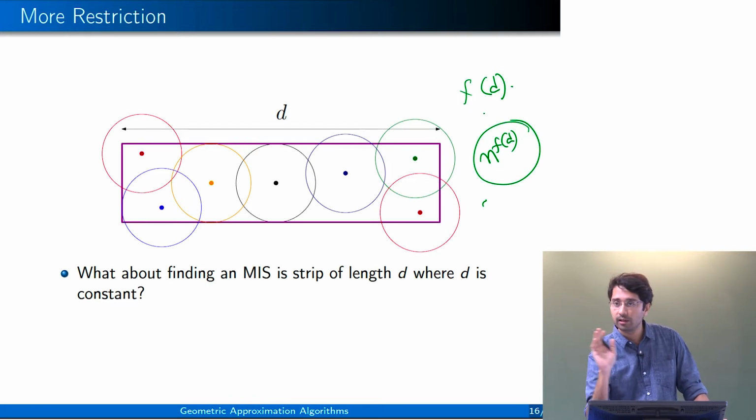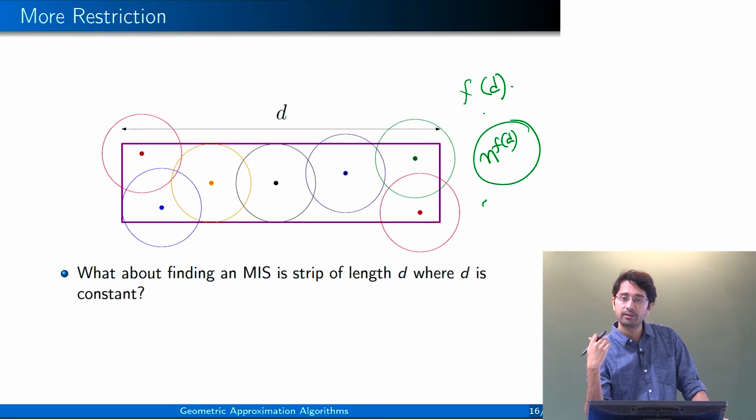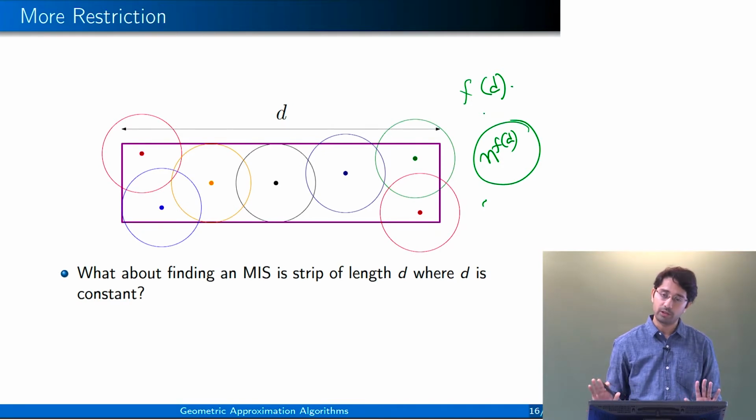I am only concerned about whether the algorithm is polynomial time or not. I do not care whether it is n to the power 30 or n to the power 10 or n to the power 2. f is the maximum number of independent disks possible, the size of the maximum independent set possible in a strip of length d. It is something around 2d at max.